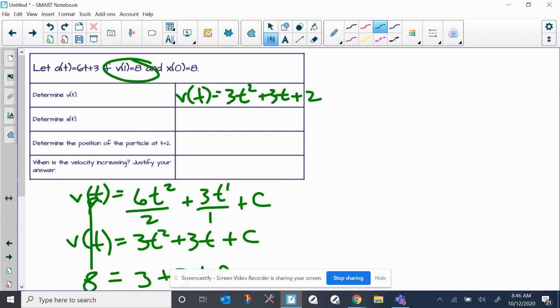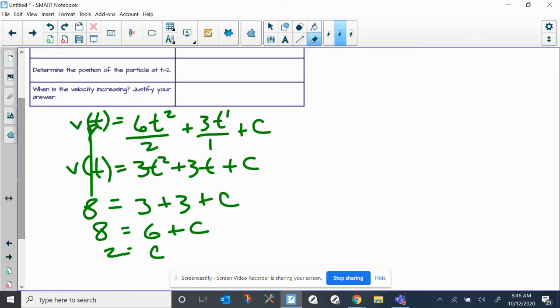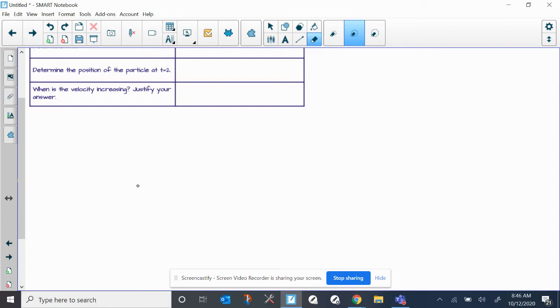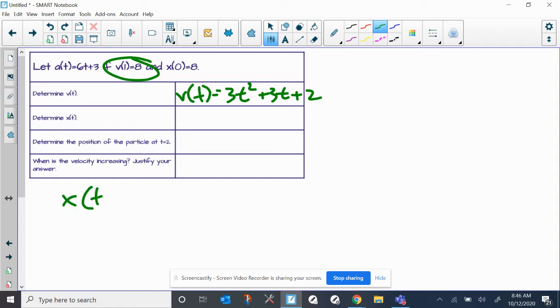Now I need to do this again to get my position function. So I'm going to erase this, and then I'm going to do the antiderivative of velocity to get position. So my position equation will be x of t. I'm going to bring the coefficient down, add 1 to the power, divide by my new power. Bring the coefficient down, add 1 to the power, divide by my new power. Bring the constant down, add 1 to the power. It was t to the 0, now it's t to the first, divide by the new power, plus c.